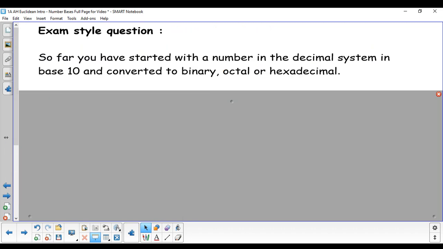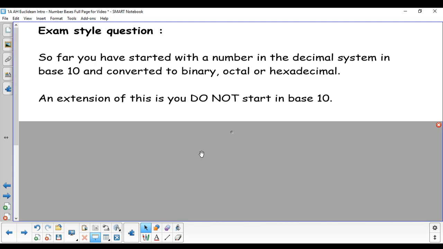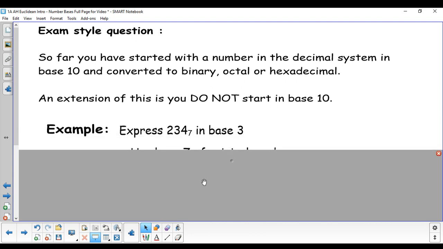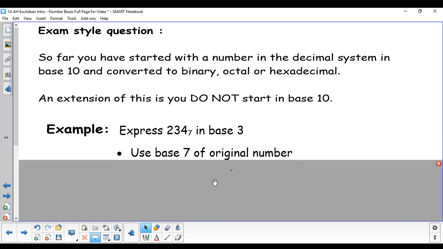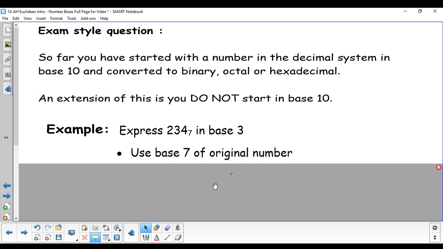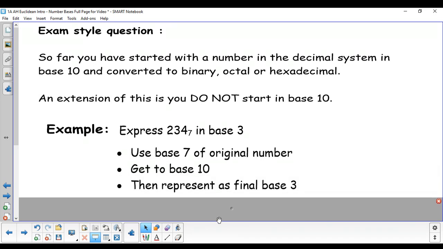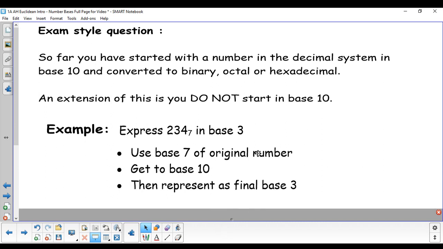Exam style questions might not ask you from a decimal system into a different base. It might actually start from a different base. So you've started with base 10 and changed to these, but the extension is you don't start with base 10. So let's say we start with base 7 and go to base 3. We go through the process of using base 7, get it to base 10, and then finally deal with the division algorithm in the base 3.